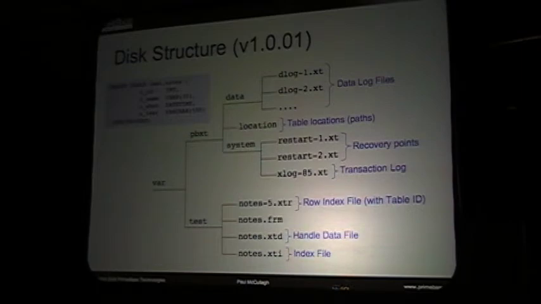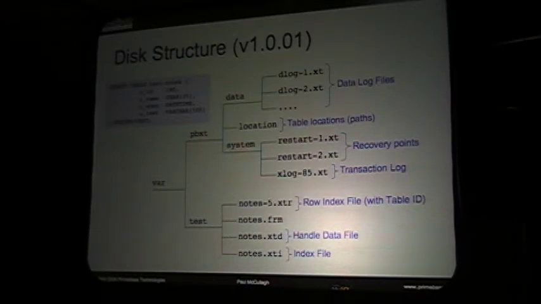Anyway, if you look under the test directory, there are actually 4 files which start with the name notes. So these all belong to the notes table. The first one here is the XTR file, which includes the ID of the table. PBXT issues a unique ID to each table and stores it in the XTR file name. This is called the row index file. The .frm file is familiar to most of you. I'm sure it's the format file that's created by the MySQL server itself.